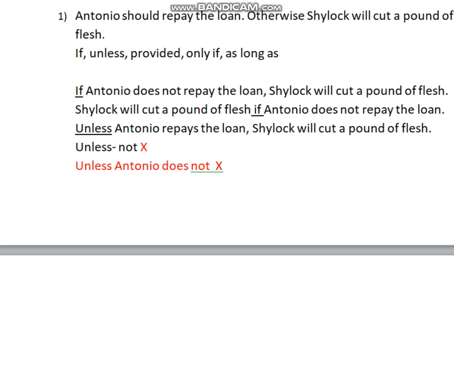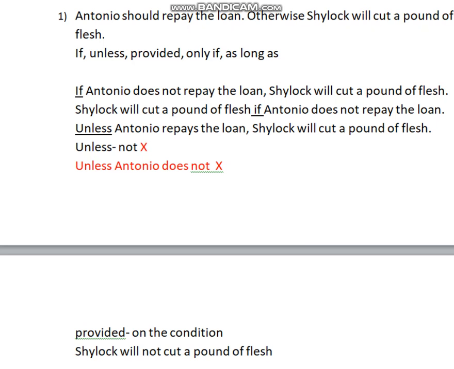Let us use provided. Provided means on the condition. So your answer will be: Shylock will not cut a pound of flesh. This will not happen provided. What is the condition? Provided Antonio repays the loan.